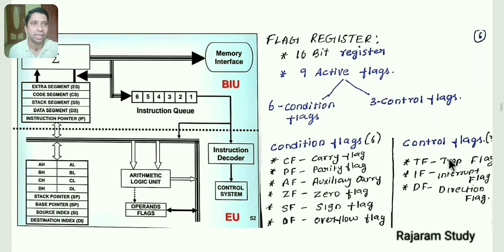Now next are the control flags. TF is the trap flag, IF is the interrupt flag. These two flags are used for interrupt operations, and DF is the direction flag. If we are going to do any shifting operation or any rotating operation, left rotation, we need to shift. In that case, the direction of the shift can be known by the direction flag.